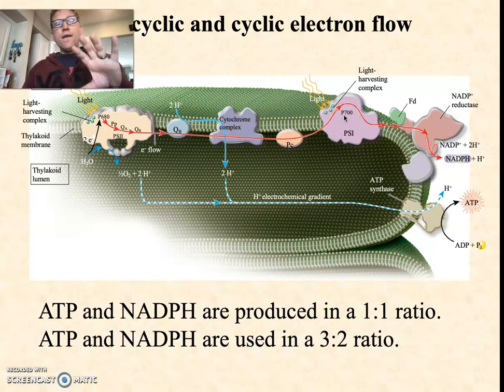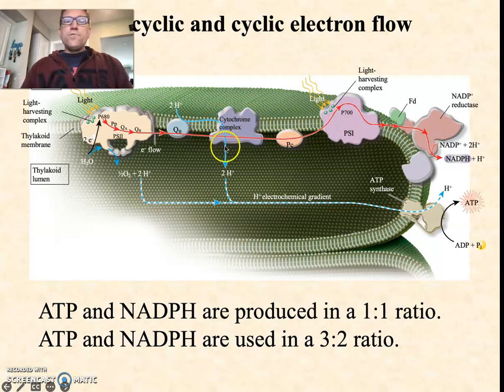P700 being the reaction center in photosystem 1. In the process of these electrons moving through, and there are 2 electrons being moved, as they move through the cytochrome complex, this cytochrome complex actually has a proton pump associated with it. And so for every pair of electrons that moves through, 2 protons are moved from the stroma, out here in that cytoplasm-like space within the chloroplast, into the actual lumen within the thylakoids.